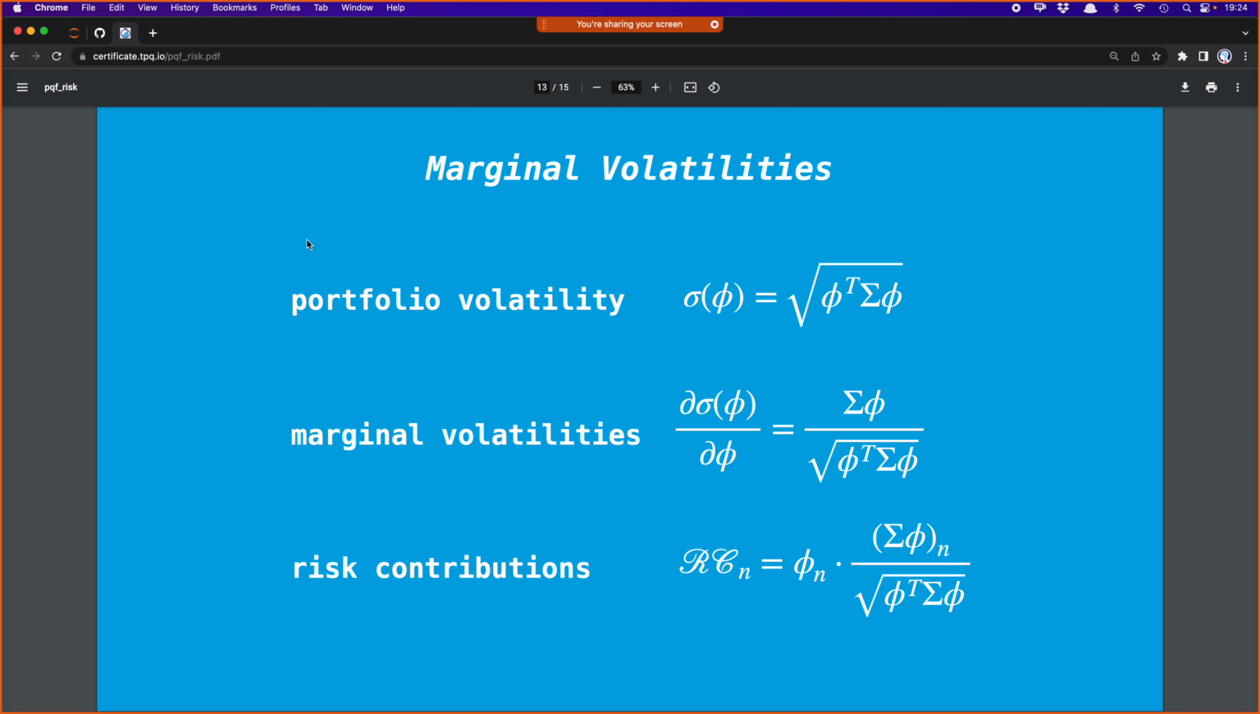The disclaimer, as always, important, right? There's nothing that I do here that is any kind of investment advice. It's only a technical illustration.